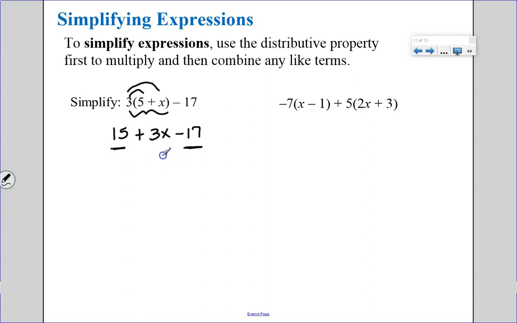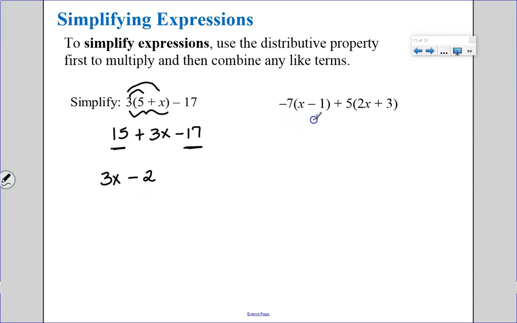So my answer, I would start with the variable. There's nothing to combine it to, so it's going to stay 3x, and then I need to combine a positive 15 and a negative 17. Well, a positive number and a negative number, you have to find the difference between those numbers, which would be a 2. The sign would be a negative 2. So the final result would be 3x minus 2.